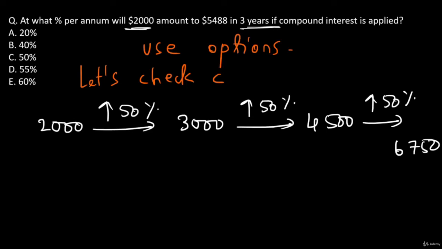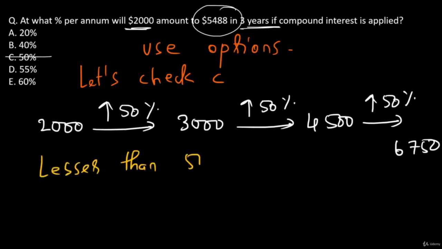All right. Now you can see that this is more than 5488, right? So this answer option is wrong. So that's one thing, and it has to be lesser than 50%, right? So we have also eliminated these two answer options. So the correct answer has to be one among A and B. All right. Now let's again try one more option.